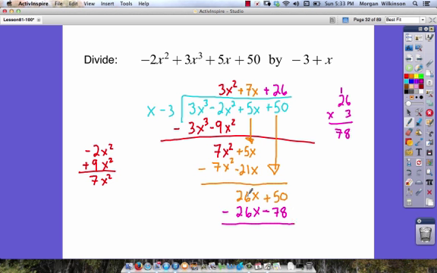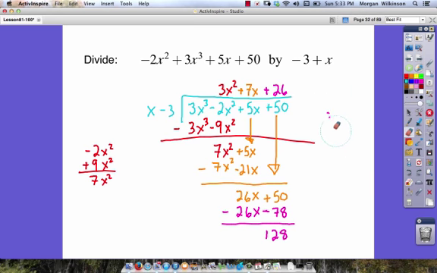26x minus 26x is 0x. And 50 plus 78, because of that double negative, is going to give us 128. So we've got a remainder. And the way we report our remainder is like this.